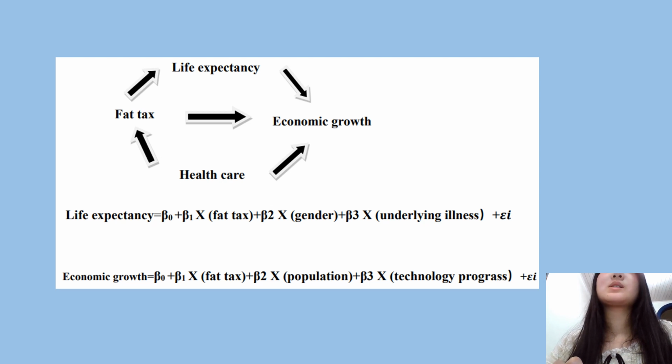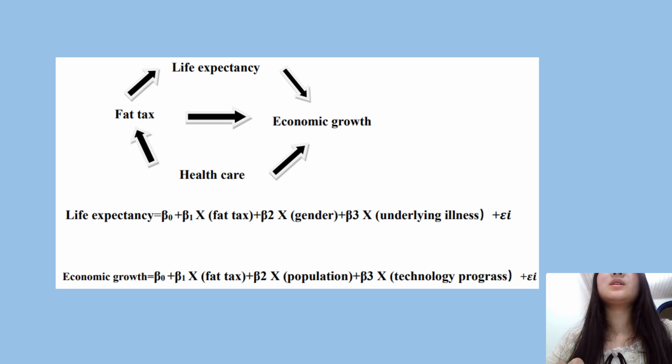If the p-value is less than 0.05, then we reject the original hypothesis, stating that there is a significant effect of fat tax on life expectancy. If the p-value is greater than 0.05, then we accept the original hypothesis, which means that there is no significant effect between fat tax and life expectancy.